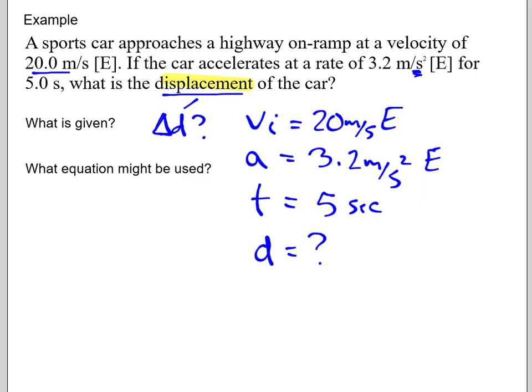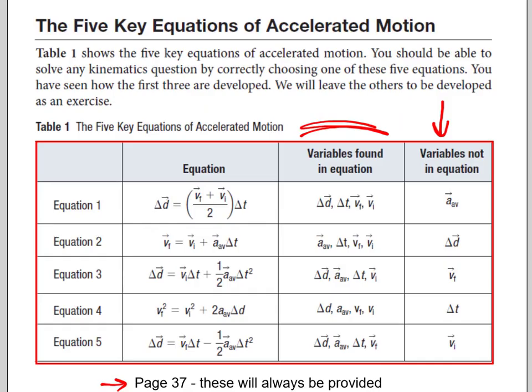So now when we go back, and you can flip back to the equations, we're looking for an equation that has those 4 variables in it. So a vi, an a, a t, and a d. You'll notice the thing we don't have is a vf. So if you look over here, this is the equation with the variable not in the equation. We don't have vf. We have all of these pieces. So this equation right here will probably work for us, and we'll go and try it.